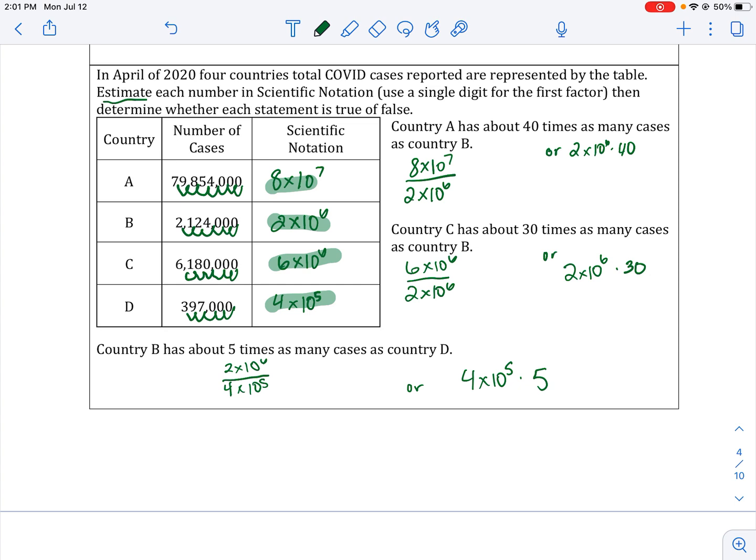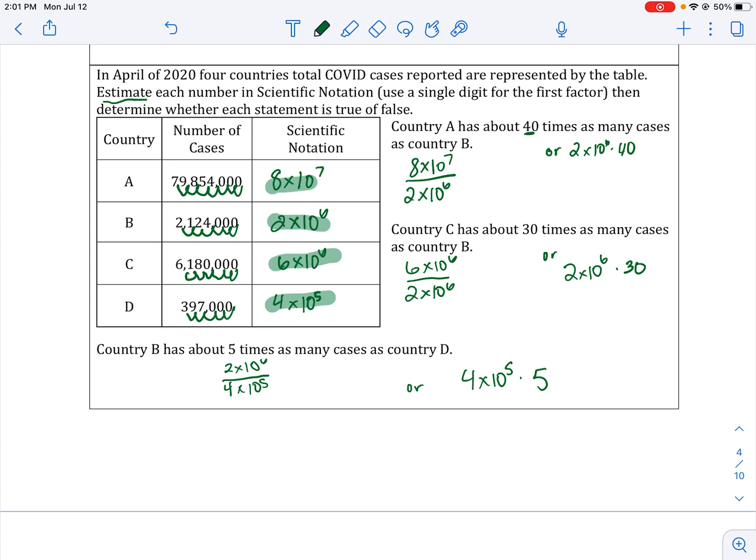We're going to answer these statements true or false. First one says country A has about 40 times as many cases as country B. Well, there's two ways to go about this. One way, we can divide them. If you want to find out how many times bigger something is than something else, divide the two.